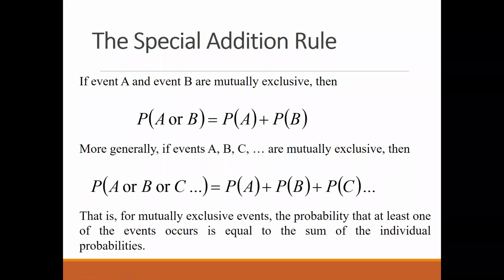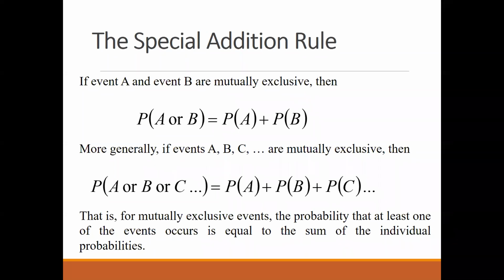Now, note down the special addition rule. Okay? Again, it's simple for your OR. If event A and event B are mutually exclusive, then the formula is P(A or B) equal to the probability that A occurs plus the probability that B occurs. Now, if I have multiple events like A, B, C, D, and so on, you just have to perform addition. So addition of all the probabilities of the events will give me the final answer.